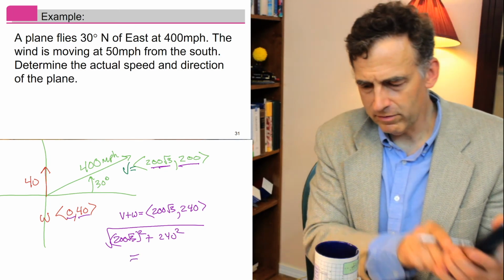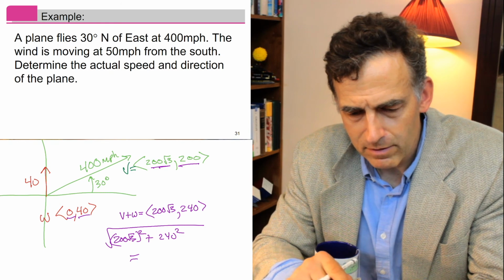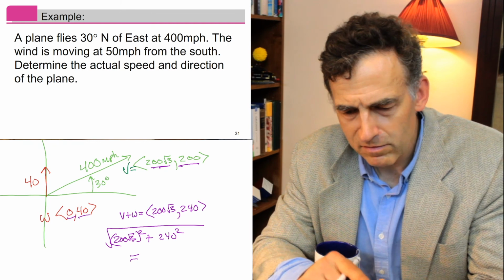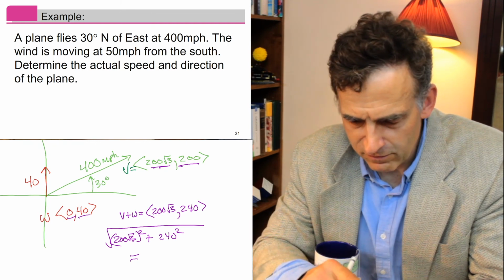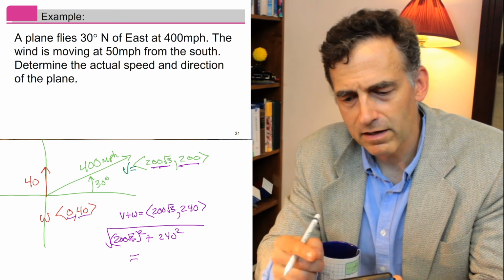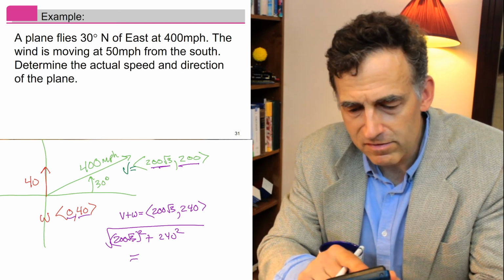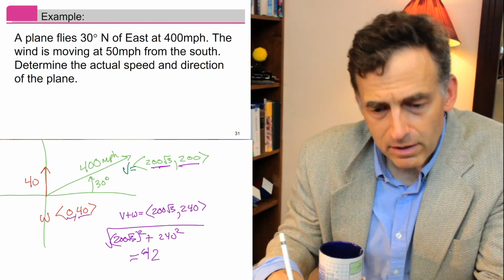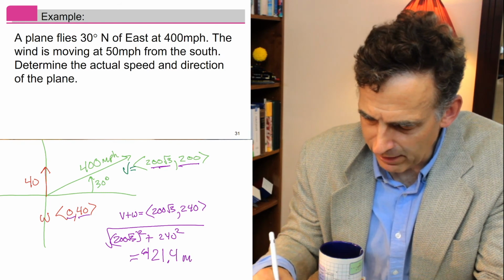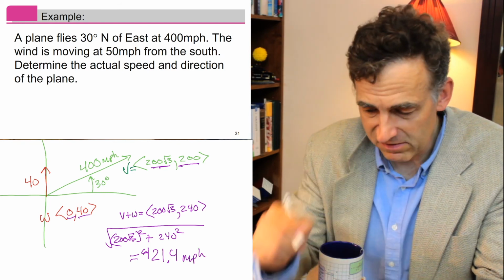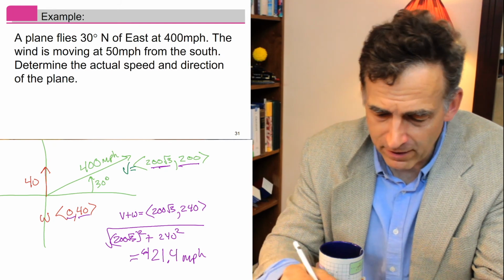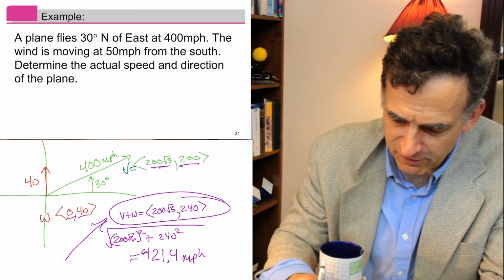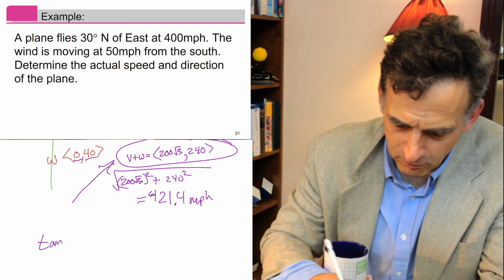And this I cannot do in my head, so if you'll bear with me, 200 radical 3 squared plus 240 squared, and I got 177,000. We're going to do the square root of that. I got 421.4 miles per hour. So the actual speed of this plane is 421.4. The actual direction is whatever direction this is. Once again, this is first quadrant, so the tangent will work out nicely.